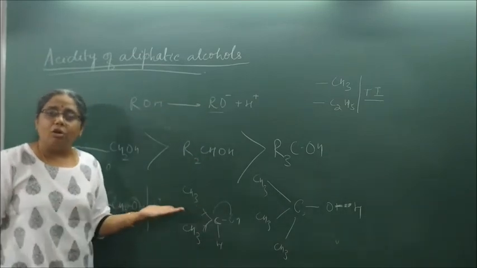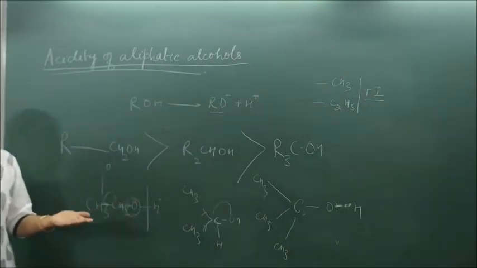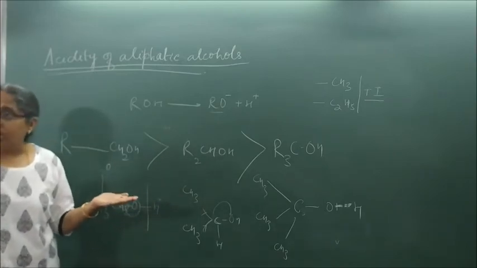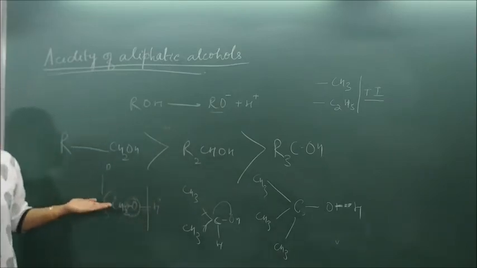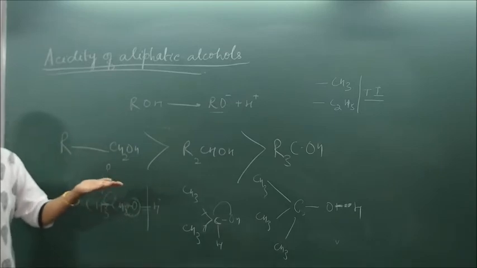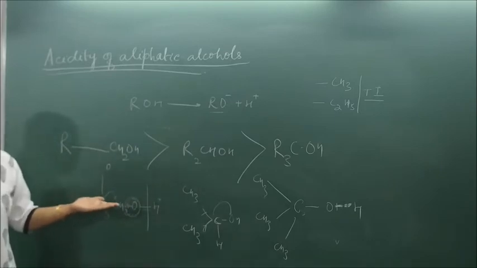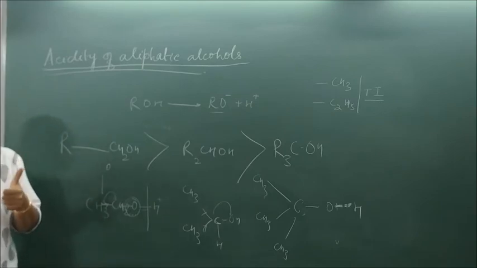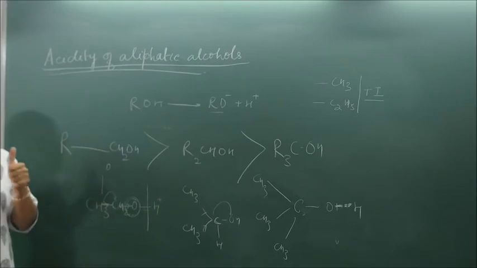So the reason of decrease in acidic strength from primary to tertiary is because of plus I effect, or the electron releasing group of alkyl groups. Clear? So aliphatic alcohols are not strong acids. They are weaker acids than water, because their conjugate base alkoxide ion is stronger. So alcohol is weaker acid than water.